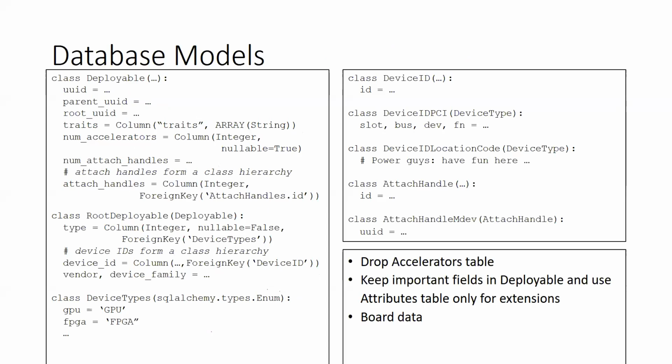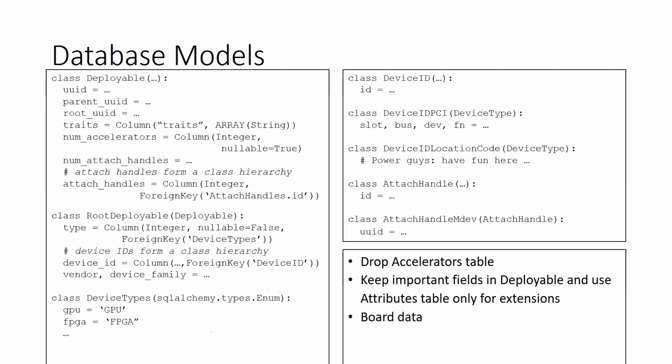Actually, before I go to attach handle, let's look at device ID. One type of deployable is a root deployable. It's a top-level thing, and only the top-level thing has a notion of a device identifier, a device type like GPU or FPGA, and specific things which are common to the entire device.